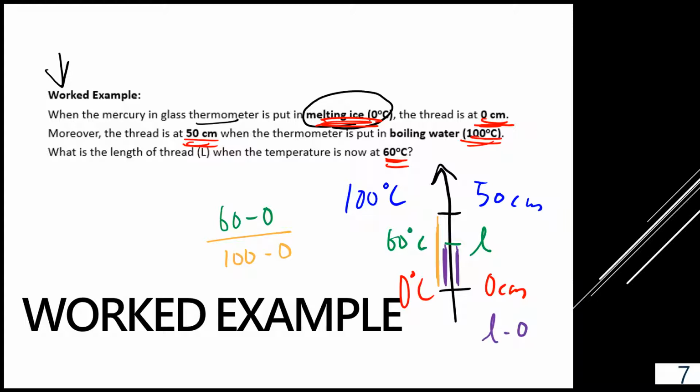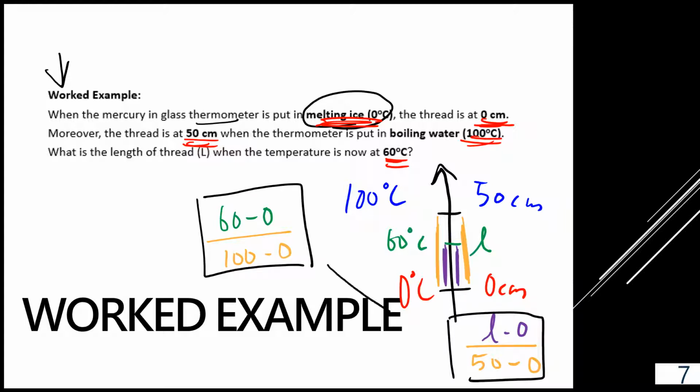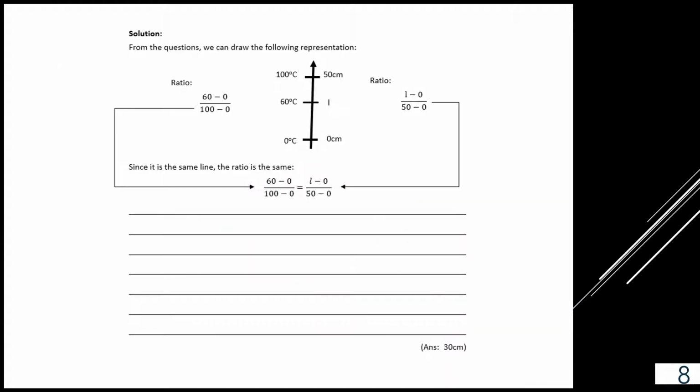And then the longer one is 50 minus 0. Because these two lines are talking about the same line, the ratio must be equal to each other. And that's how you can get the answer. This is the thing that we've mentioned. These two ratios are the same. So you can get the ratio here, and then solve the equation.